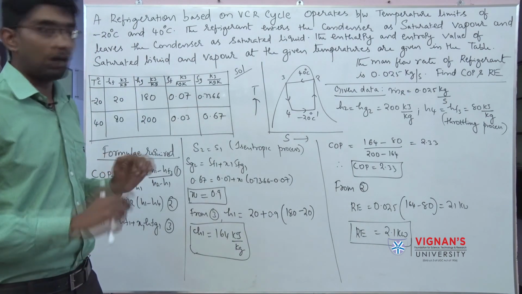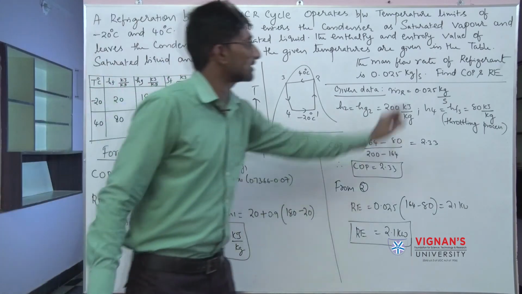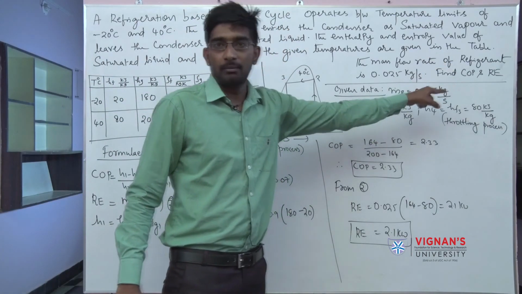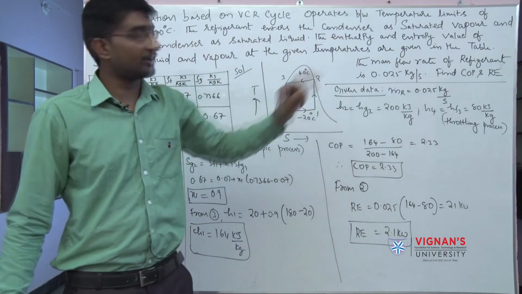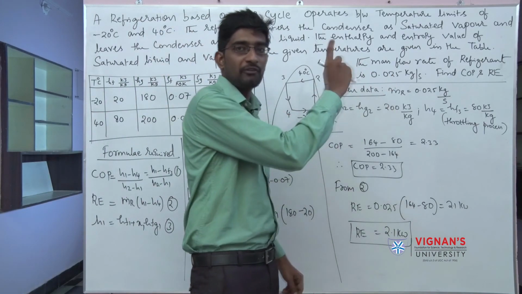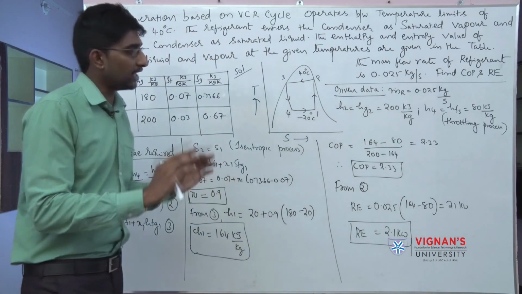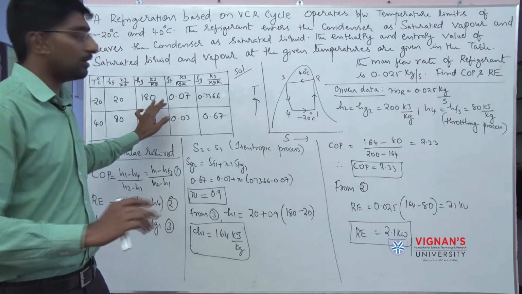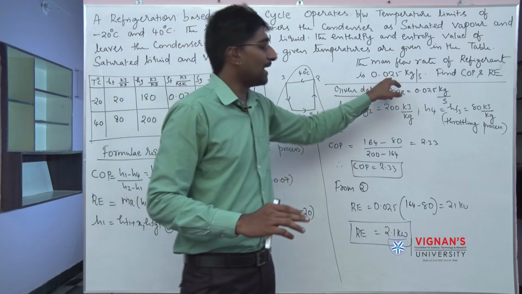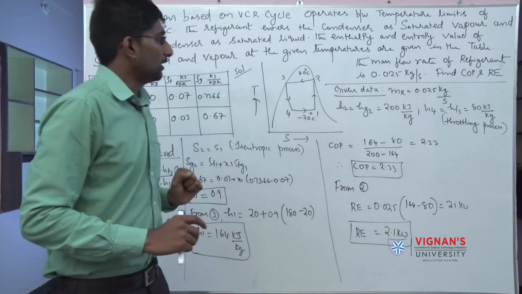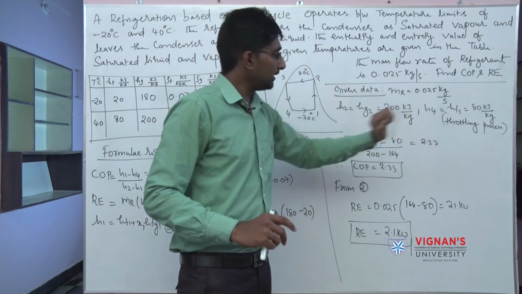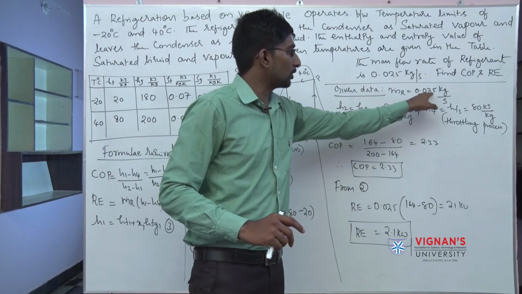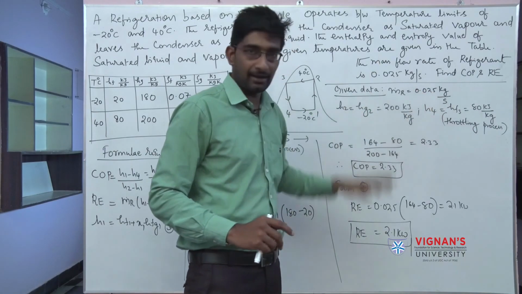So now what is that we have to find? We are supposed to find out the COP and refrigeration effect. RE basically represents refrigeration effect. COP basically means coefficient of performance. So first thing is we have to decipher the information given. The information is this table, and we also have been given mass flow rate. So I have written the data here clearly. So this is the mass flow rate 0.025 kilogram per second. This will be used at the end.